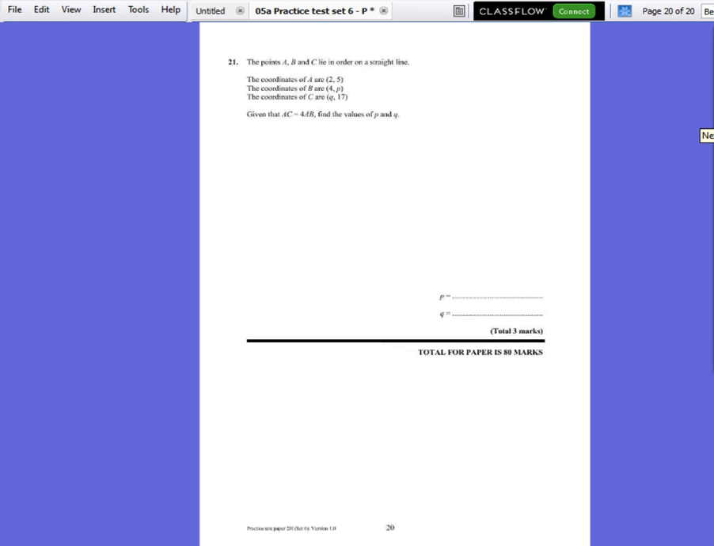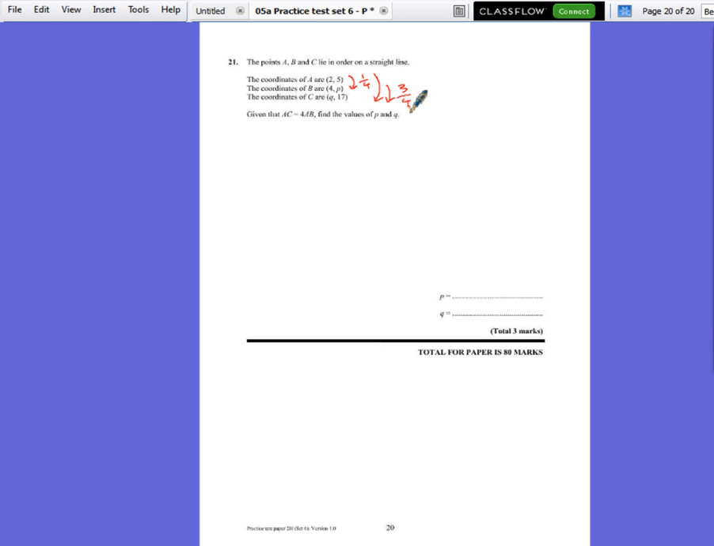Question 21. The points A, B and C lie in order on a straight line, and here are the coordinates with some of them missing. If AC is equal to 4 times the length of AB, work out the values of P and Q. Well, what that means is that from A to B, that is a quarter of the line, and from A to C, that is the full line obviously, but from B to C, that would be 3/4 of the line.